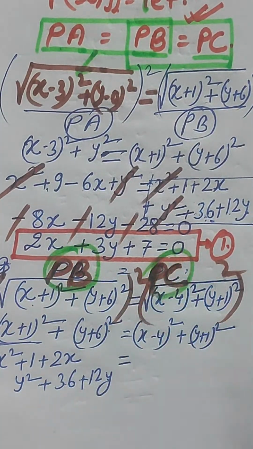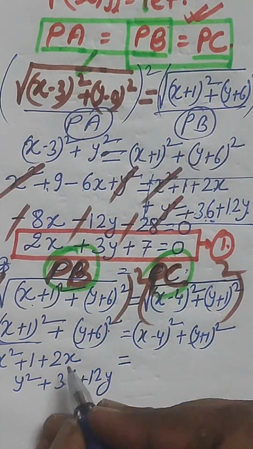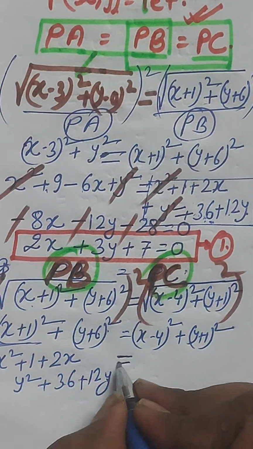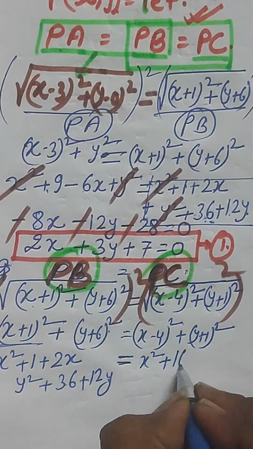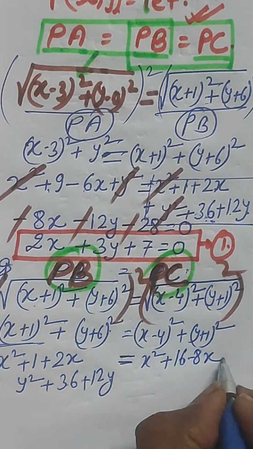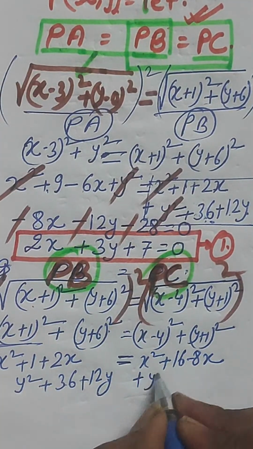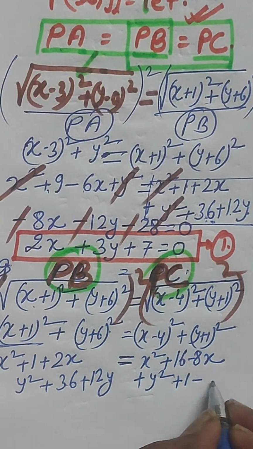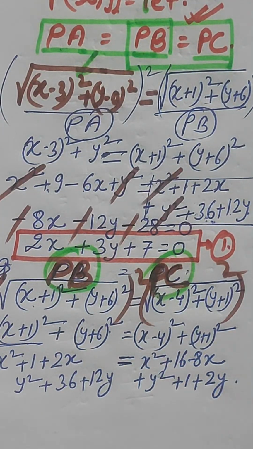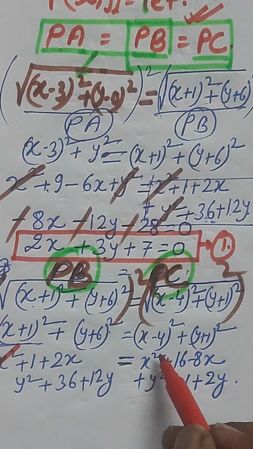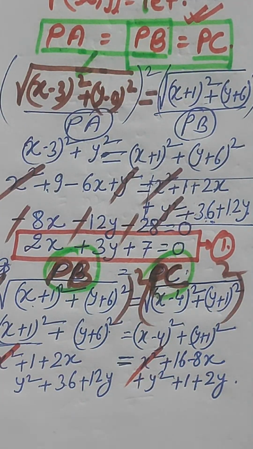PB and PC. So we are just equating the lengths because those are the circumradius. So this will be x square plus 16 minus 8x plus y square plus 1 plus 2y, right? So here you can see x square and x square will be cancelled out.